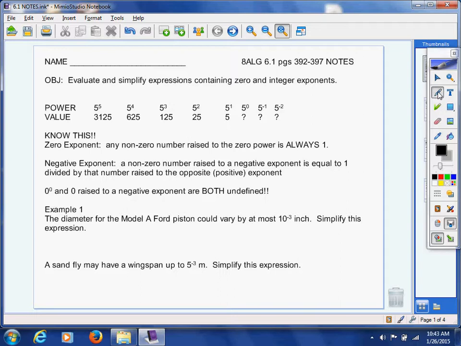This time we're going to go to 6.1, example 2 is what we're going to tackle today. And I just want to go back over example 1 one more time, to make sure you understand how to maneuver these negative exponents. So remember, the diameter for the Model A Ford piston could vary by at most 10 to the negative 3 inches. Simplify this expression. Anytime they say simplify, it means we really don't want any more negative exponents. And go ahead and move it if it needs to be moved and simplify it from there.